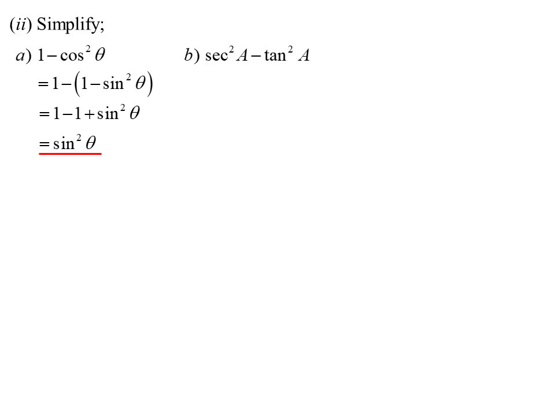So sec squared minus tan squared, maybe that one's not as obvious. We go, oh, hang on. Oh yes, I've got a trig identity that tells me that sec squared is the same as 1 plus tan squared. Oh, the tan squareds cancel.